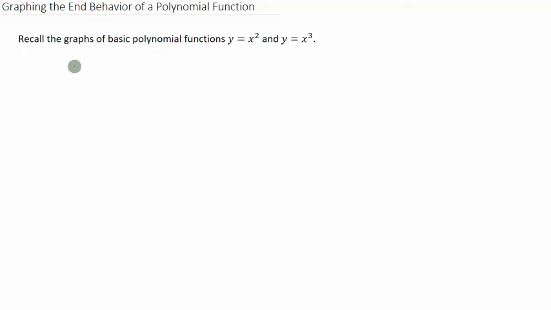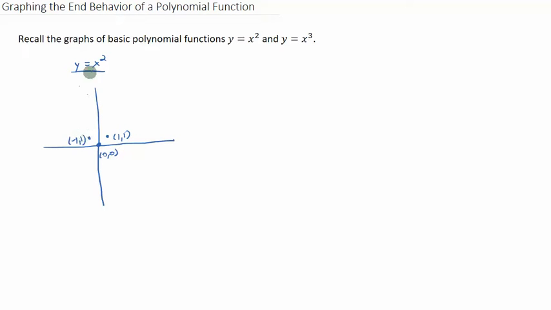Let's start with y equals x squared. When you graph y equals x squared, if you plug in 0 for x, y is 0 squared, so you get the ordered pair 0, 0. If you plug in 1 for x, y is 1 squared, which is 1, so you get the ordered pair 1, 1. If x is negative 1, y is negative 1 squared, which is also positive 1, so you get the ordered pair negative 1, positive 1.